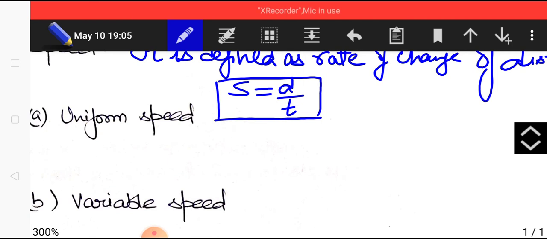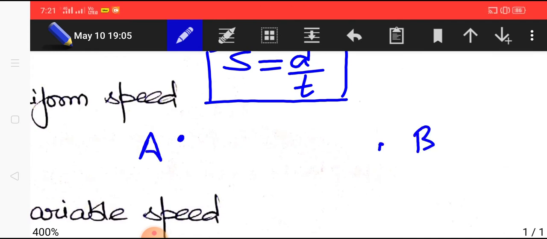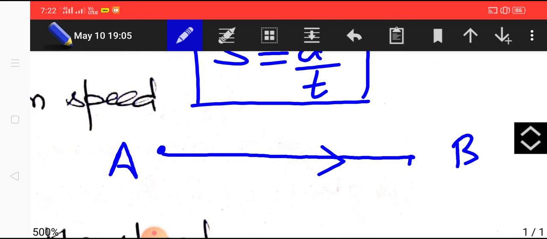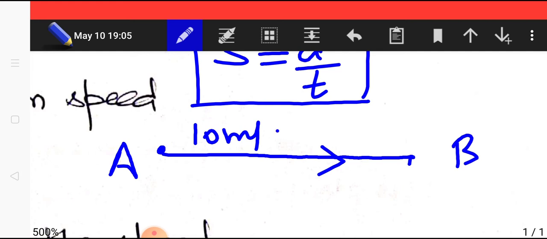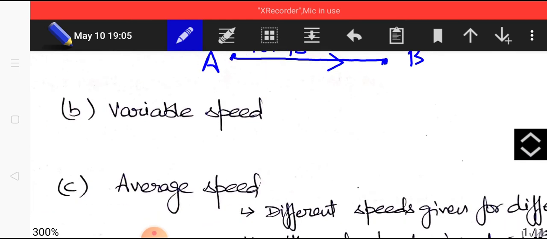First is uniform speed. Uniform speed is when an object starts moving from a point A and reaches a point B, and it moves with the same speed and does not change its speed. For example, an object moves between 2 points with 10 meter per second, a constant speed, and does not change its speed between points A and B. Then this type of speed is known as uniform speed, which is constant and is not changing.